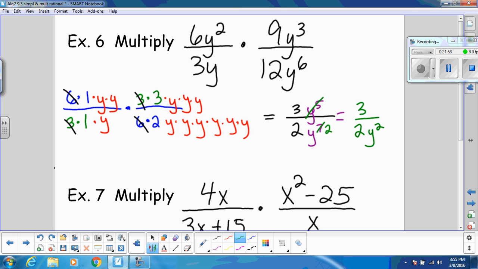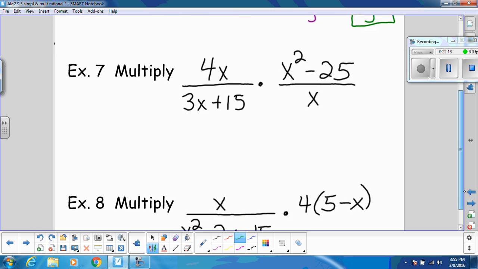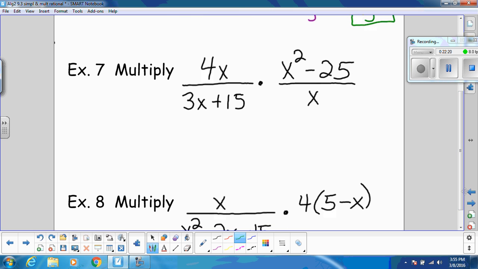So if you're comfortable with those exponents, then I would suggest doing that. It's a lot more simple and a lot less to write. However, if that's still confusing for you, maybe it will be more helpful to write out all those y's. Okay, so that's an example without any addition or subtraction, right? So in this example 7, I do have some addition and subtraction, so we got to go back to our factoring flow chart. So where do I see some addition and subtraction?